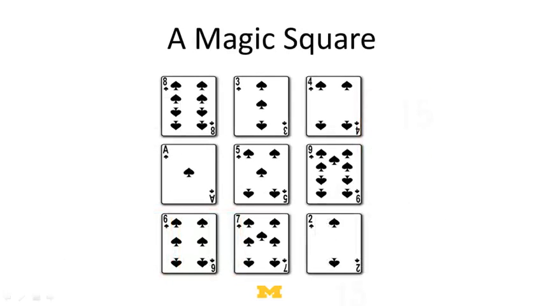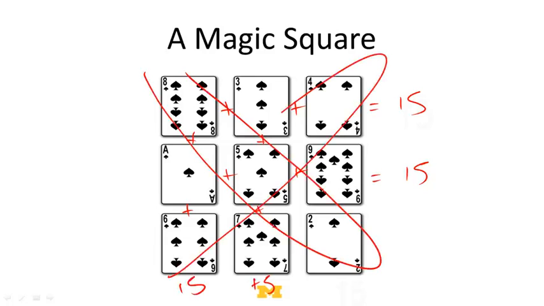Remember the magic square from 7th grade math? Every row adds up to 15: 8 plus 3 plus 4, 1 plus 5 plus 9, and 6 plus 7 plus 2. So does every column. 8 plus 1 plus 6 sums up to 15, 3 plus 5 plus 7 sums up to 15. And even the diagonals. 8, 5, 2 is 15, 6, 5, 4 is 15. Every row, every column, and the diagonals sum up to 15.